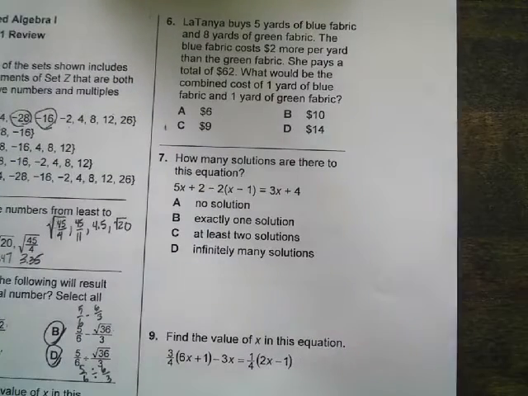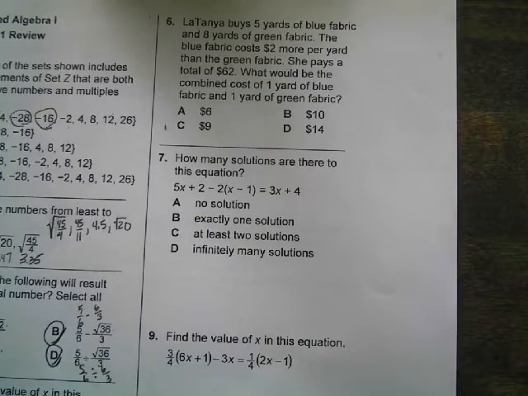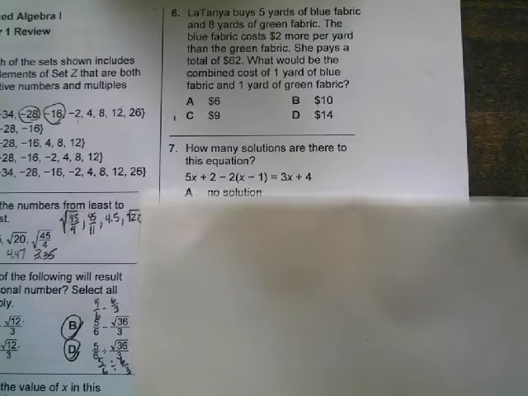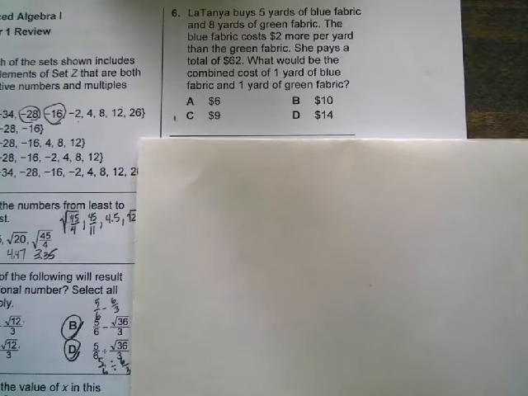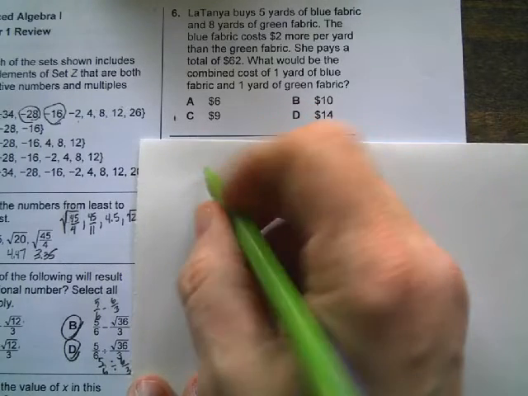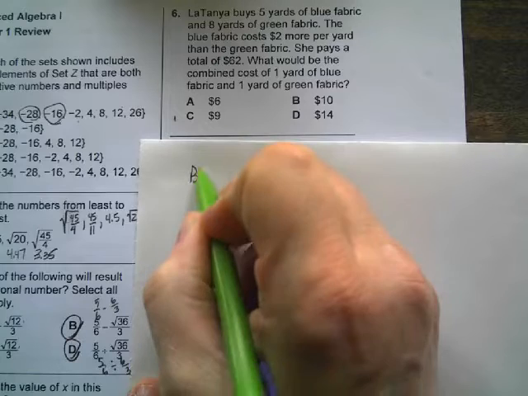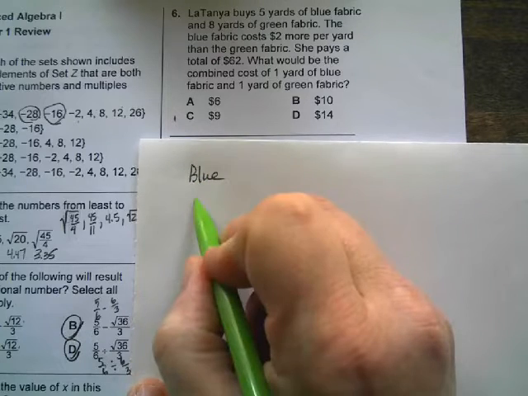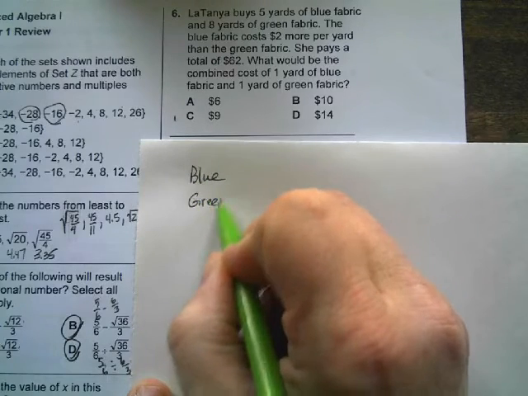The next problem we have here, number 6, is what I call a number value total problem. She's buying blue fabric and she's buying green fabric, right?